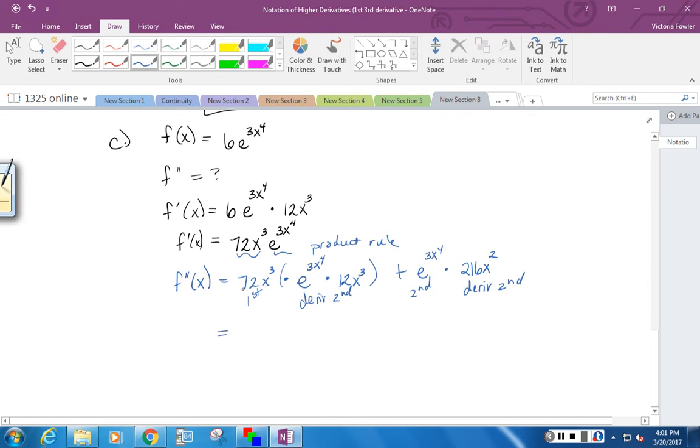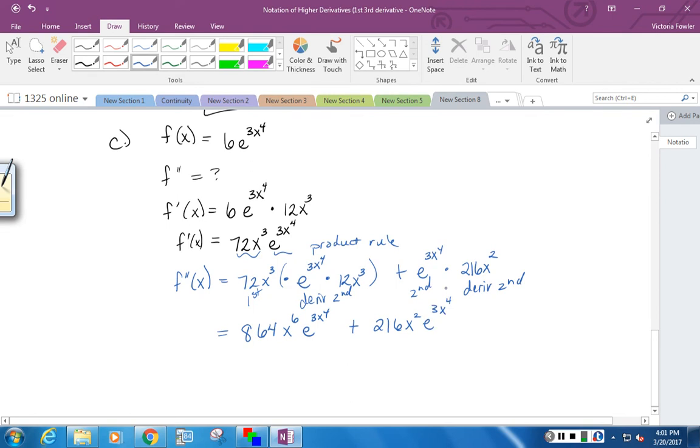72 times 12. Cleaning this up, 864. I've got x cubed times x cubed. I'm going to add those exponents, get x to the 6th. I carry down my e raised to the 3x to the 4th. And then on this back end here, I'm going to have plus 216 x squared e to the 3x to the 4th.